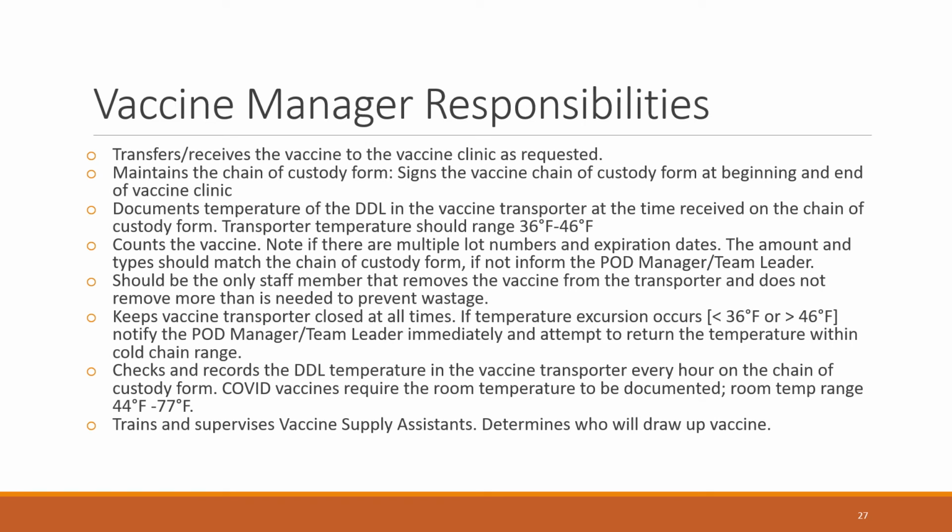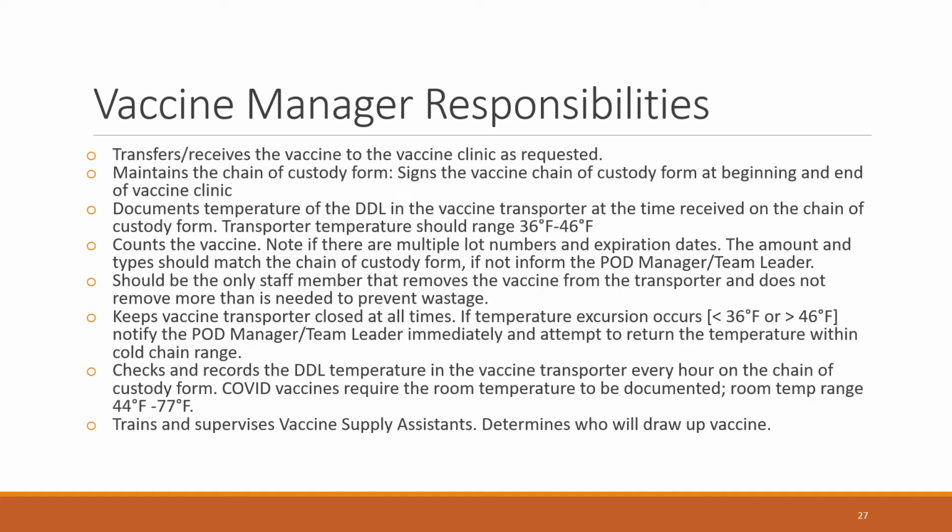The vaccine manager responsibilities. You may or may not transfer the vaccine from the inventory site to the clinic. If you are responsible for transferring vaccine, you will need to receive additional instructions from the team leader. The chain of custody form is the hourly documentation of the temperature of the vaccine in your custody and the room temperature for the COVID vaccine, as well as how much vaccine you started and ended with, the lot numbers, and how much vaccine was wasted.